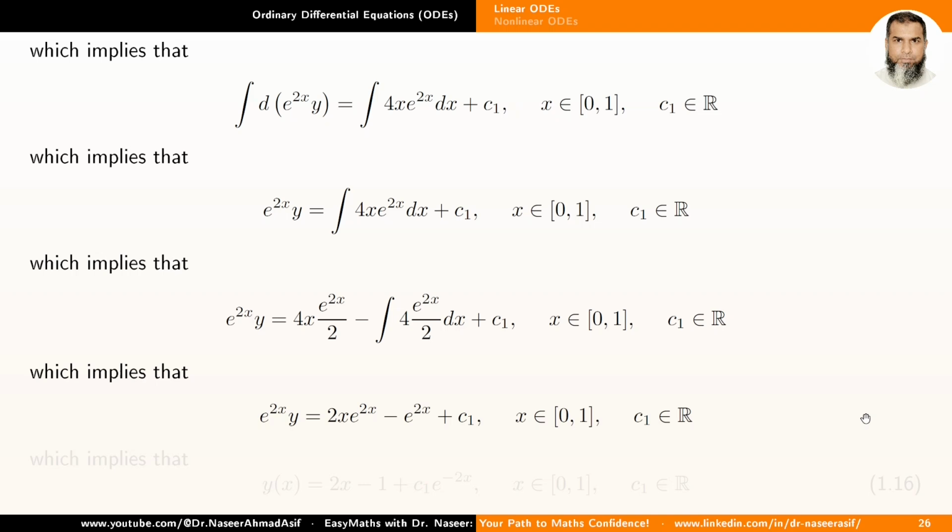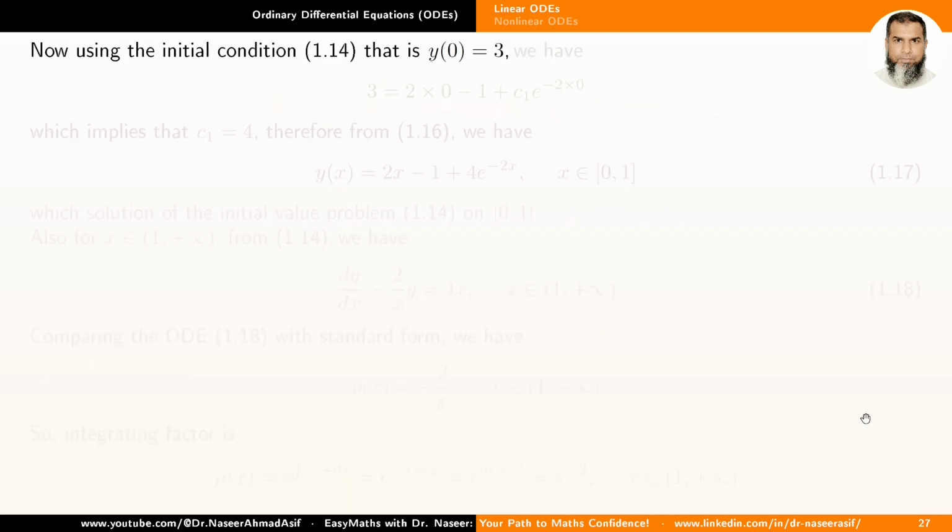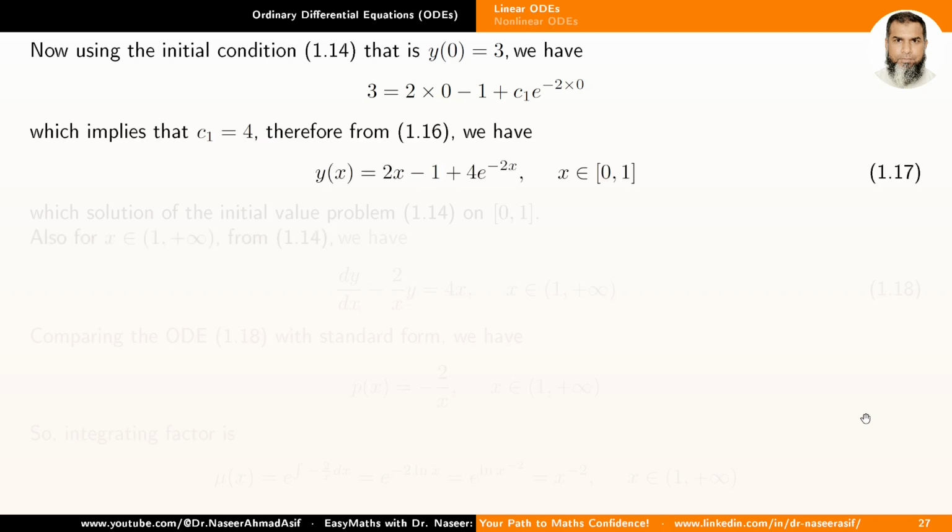Dividing this by e^(2x), we have y(x) is equal to 2x minus 1 plus c1 e^(-2x), where x is in the closed interval 0 to 1 and c1 is an arbitrary constant. Now using the initial condition 1.14, that is y(0) is equal to 3, we have 3 is equal to 2 times 0 minus 1 plus c1 e^(-2 times 0). So c1 is equal to 4. Therefore, from equation 1.16, we have y(x) is equal to 2x minus 1 plus 4 e^(-2x), where x is in the closed interval 0 to 1, which is the solution of the initial value problem 1.14 on the closed interval 0 to 1.